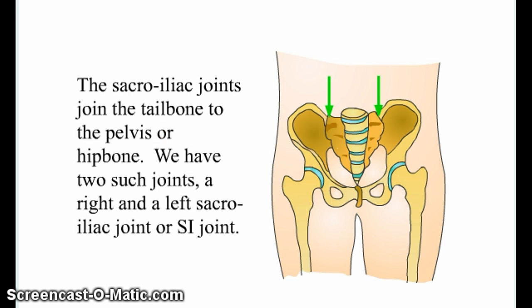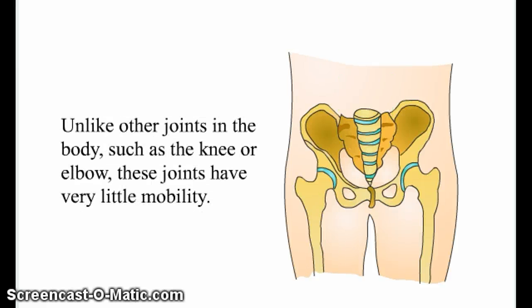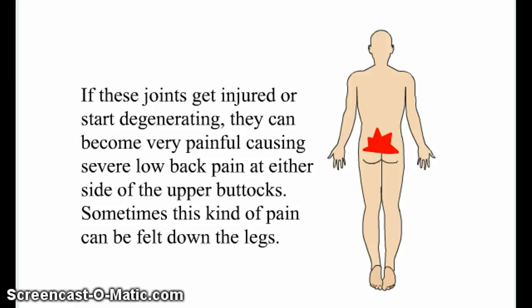Sacroiliac joints. The sacroiliac joints join the tailbone to the pelvis or hip bone. We have two such joints, a right and a left sacroiliac joint, or SI joint. Unlike other joints in the body, such as the knee or elbow, these joints have very little mobility. If these joints get injured or start degenerating, they can become very painful, causing severe low back pain at either side of the upper buttocks. Sometimes this kind of pain can be felt down the legs.